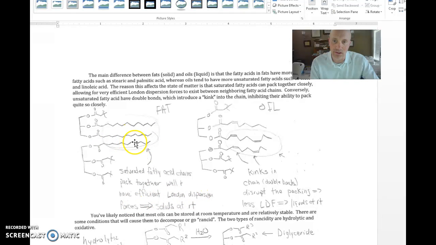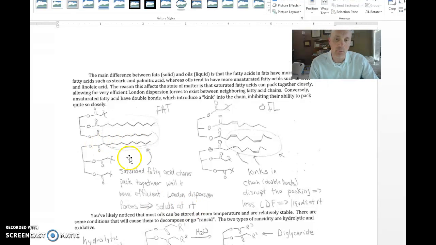and that creates a very efficient London dispersion force interaction between these. Remember, London dispersion forces are the type of intermolecular forces that can happen between any molecules, and it's the reason that once a molecule gets large enough, they tend to want to stick to each other. But this particular force is much more efficient if you've got a large straight surface for two neighboring things to pack together with. Because of this relatively efficient attraction, these tend to be solids at room temperature.